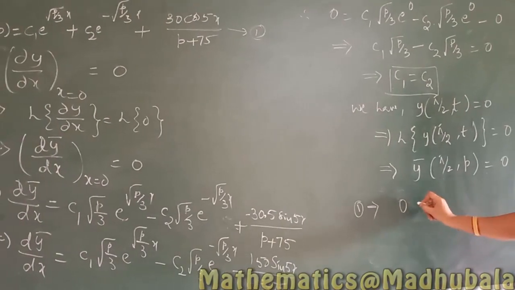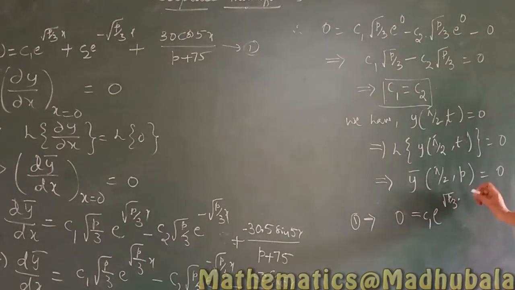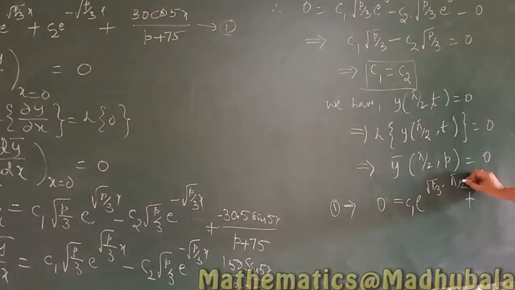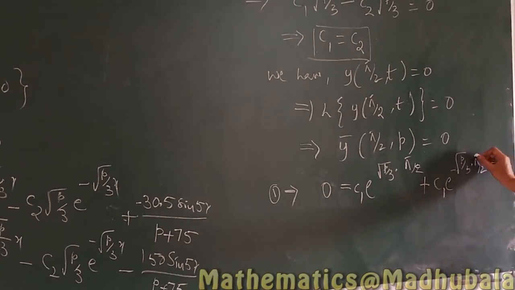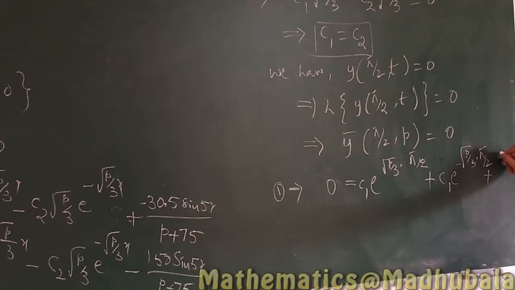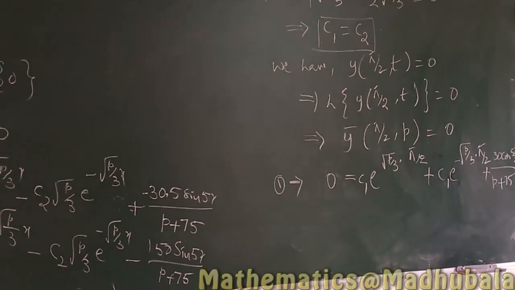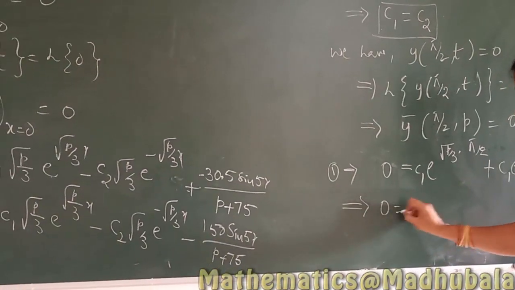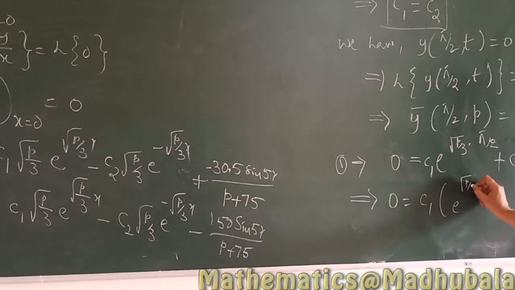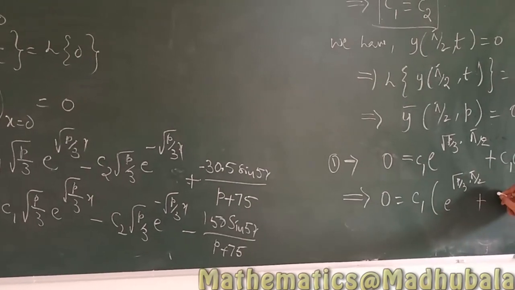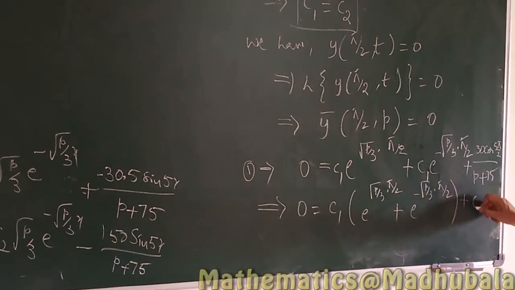So you will get 0 equal to c1 into e^(root(p/3) π/2). Because c1 is equal to c2, instead of c2 we can write again c1 e^(-root(p/3) π/2), plus 30 cos(5π/2) by (p + 75). So let us simplify this. That implies 0 equal to c1, we can take out as common, e^(root(p/3) π/2) plus e^(-root(p/3) π/2), and cos(5π/2) is 0, so this becomes 0.